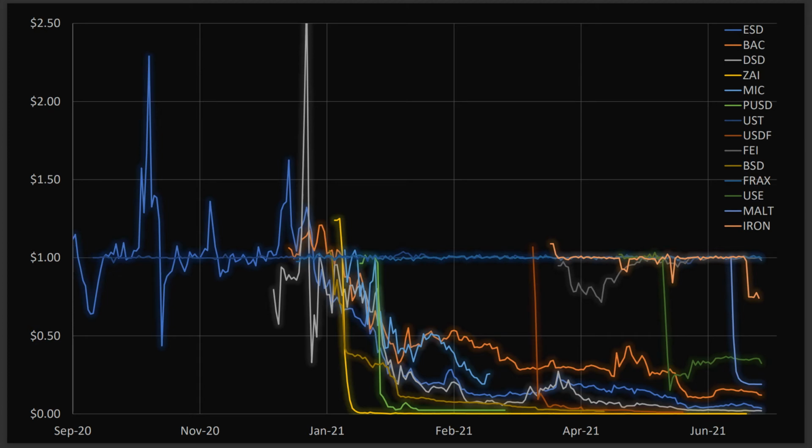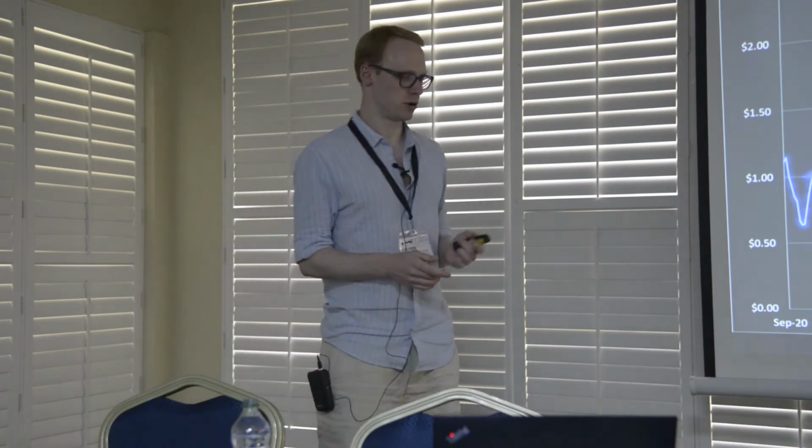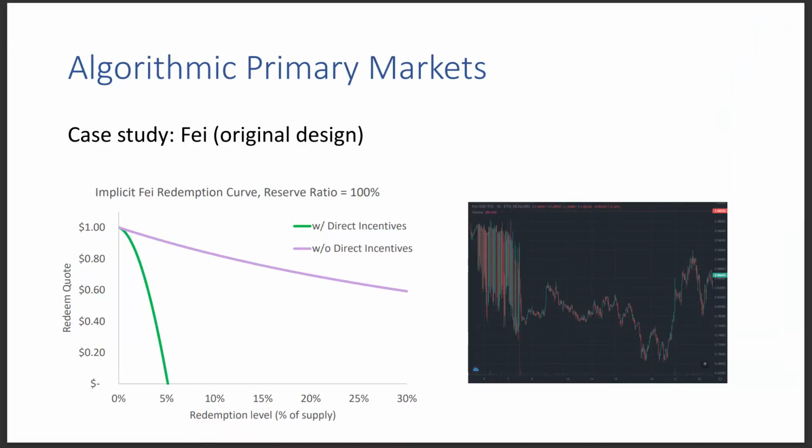We've also seen this picture. These are various stablecoins over the course of the first half of 2021. Maybe you see a similar pattern there, and maybe this is an additional motivation to look at what these curves look like. I want to talk about two case studies very quickly.